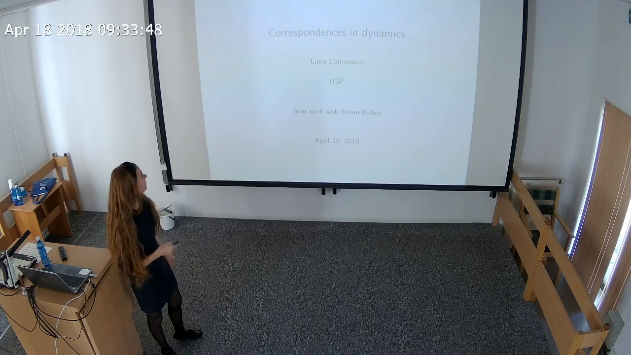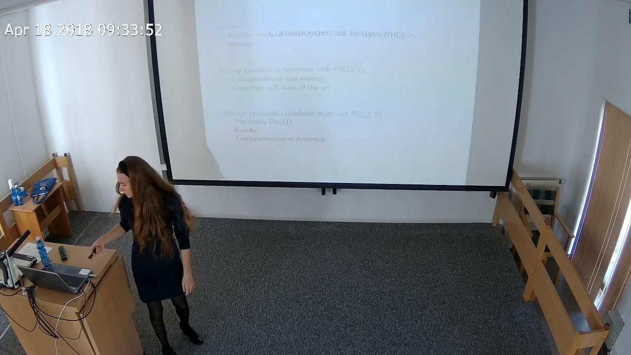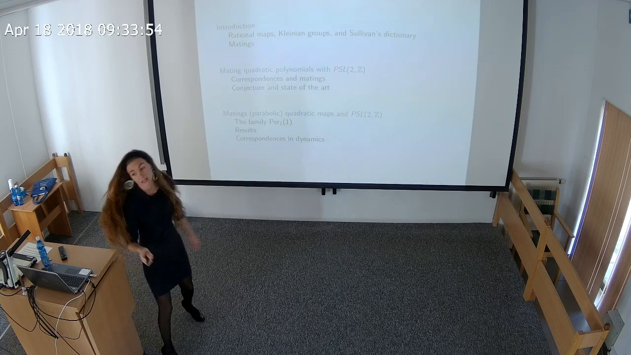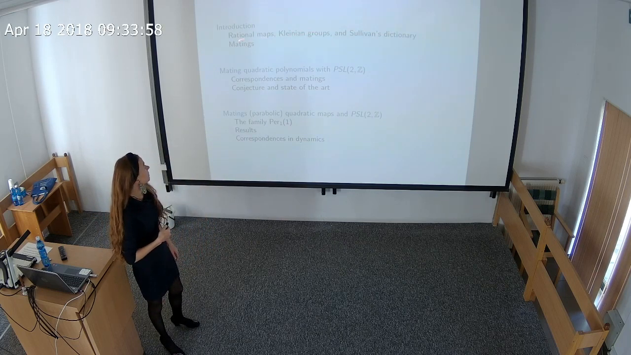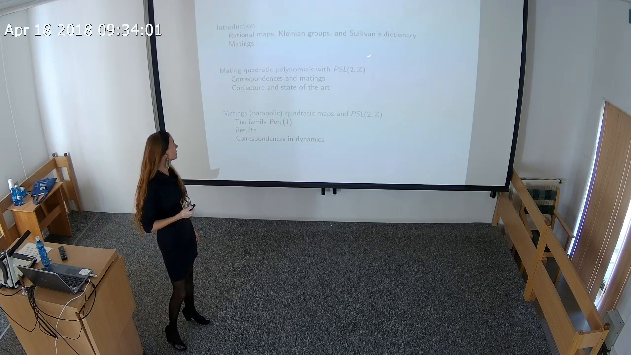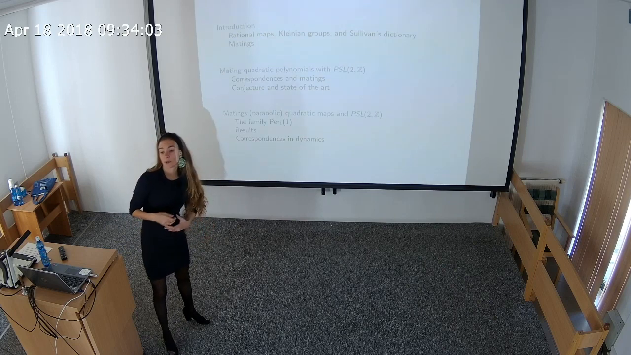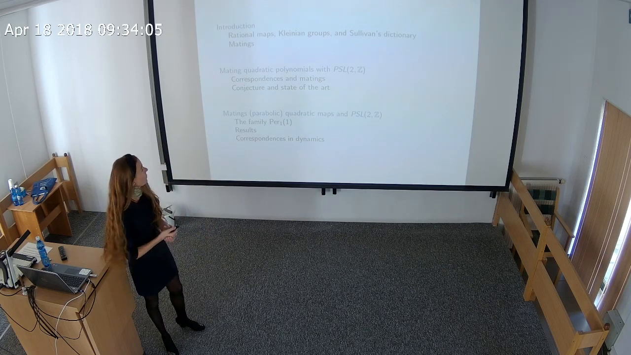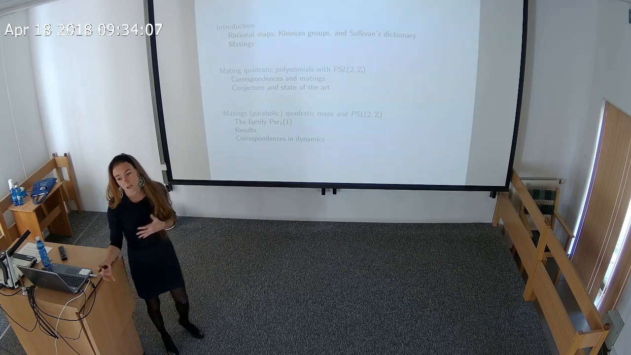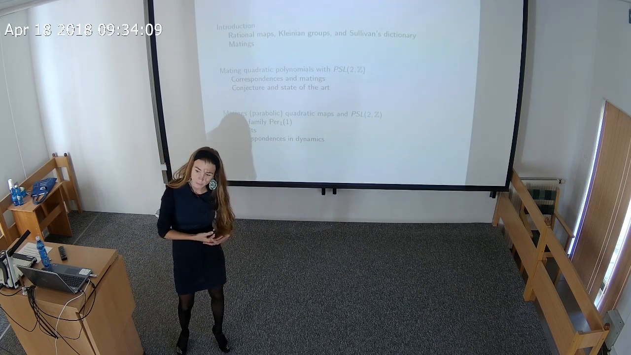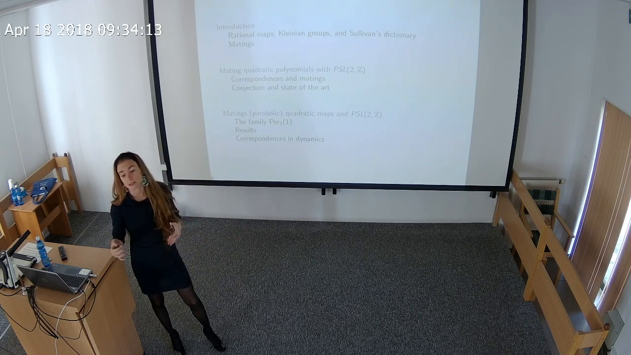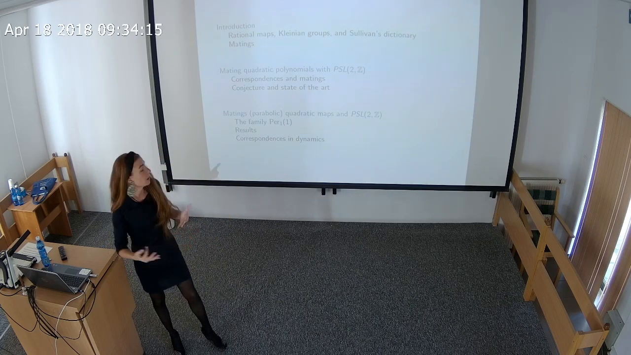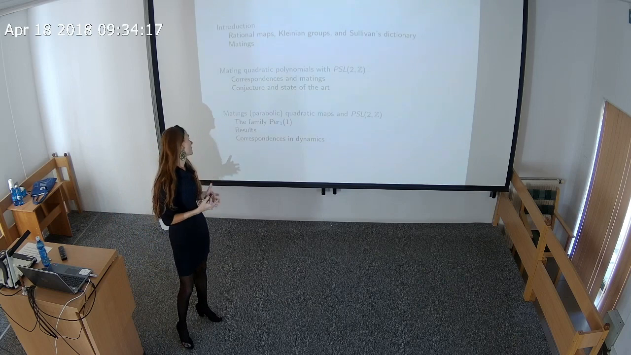The plan of the day is giving an introduction about rational maps, Kleinian groups, and Sullivan's dictionary, and speaking about matings, because what we do is mating quadratic maps, parabolic quadratic maps with the modular group. And this mating is a 2-2 correspondence on the Riemann sphere.